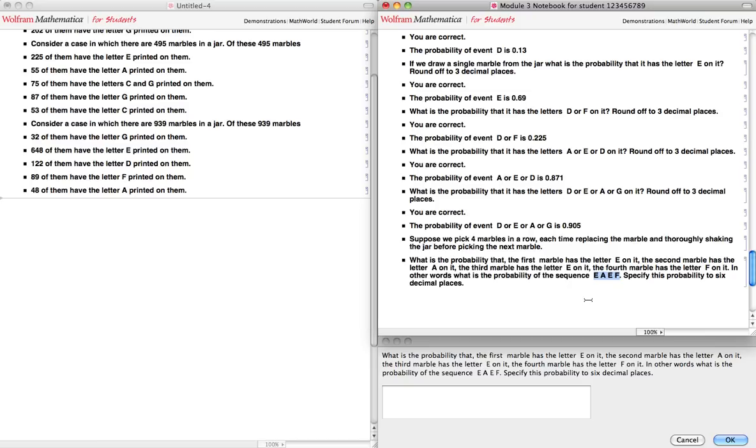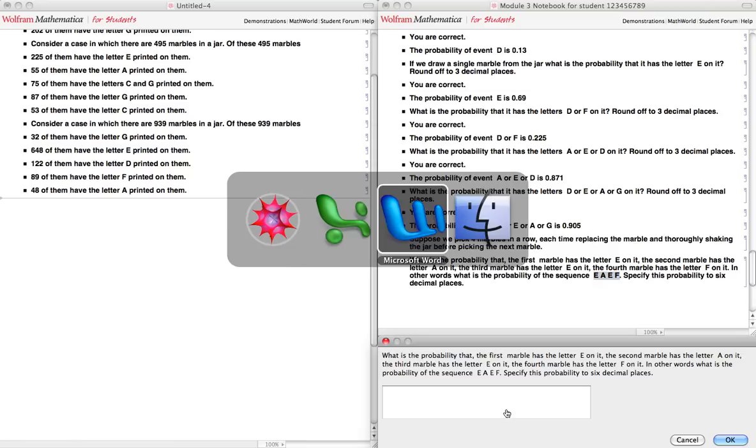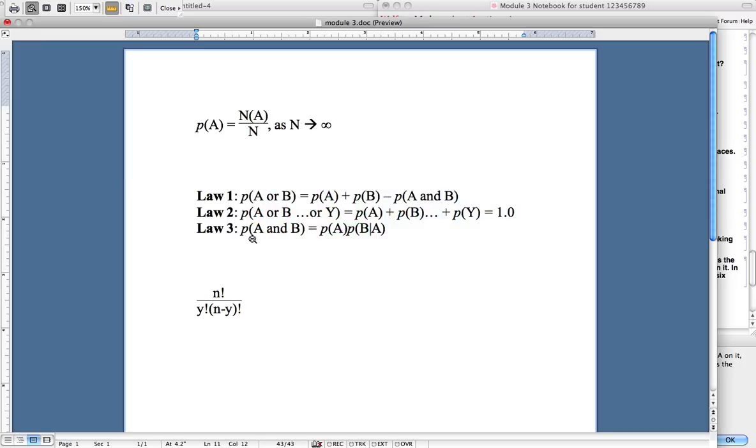is drawn, it's thrown back into the jar and the jar is shaken, so the overall number of marbles isn't affected, and the probability of any subsequent event isn't affected by drawing a single marble. So if you look at the laws of probability, the probability of A and B is equal to the probability of A times the probability of B, given that A has occurred. When there's replacement, it will just be the probability of A times the probability of B.